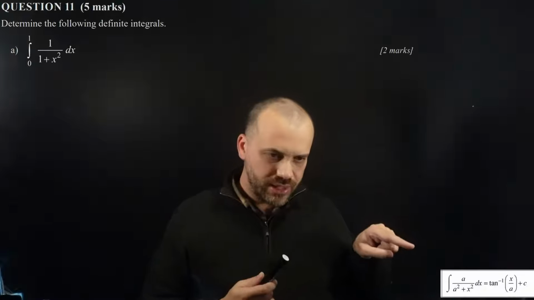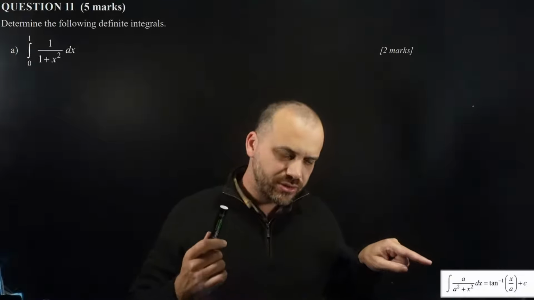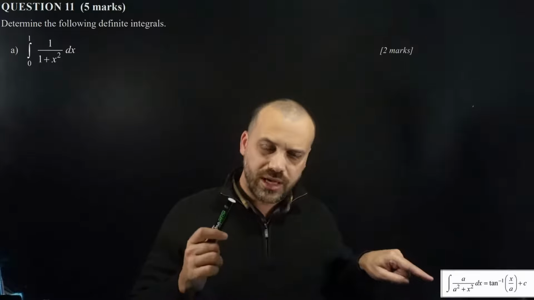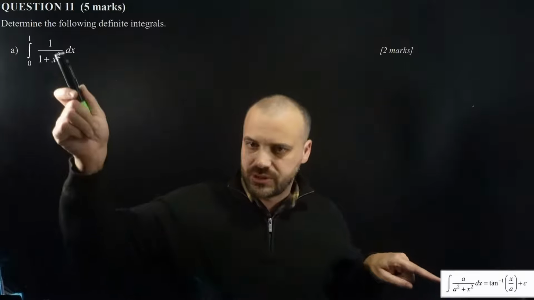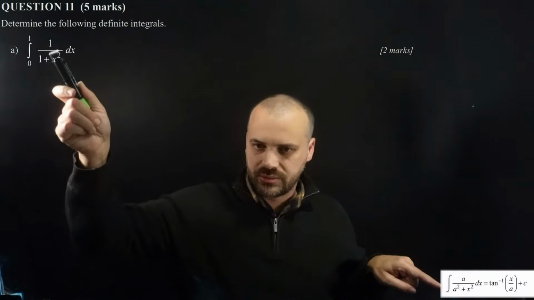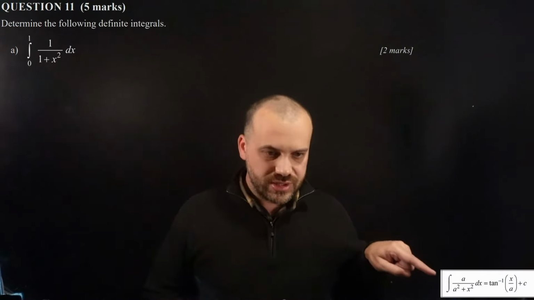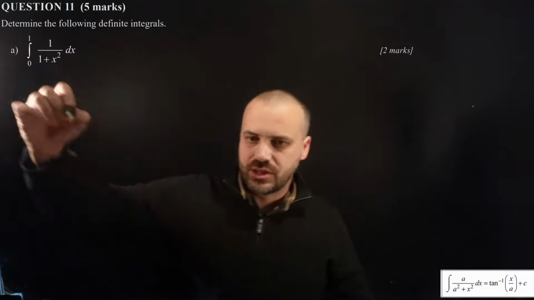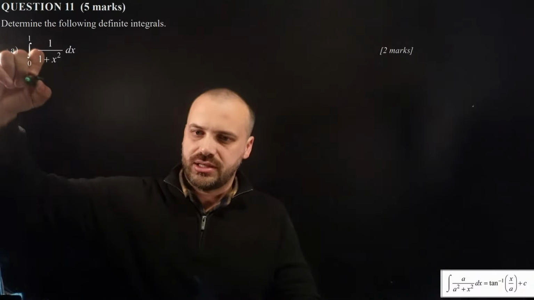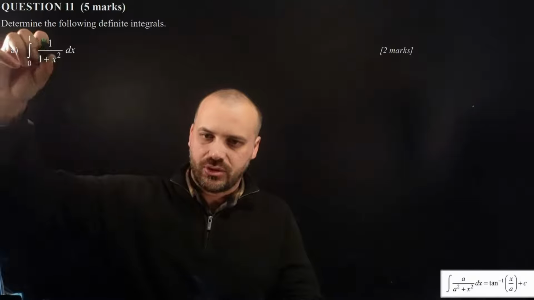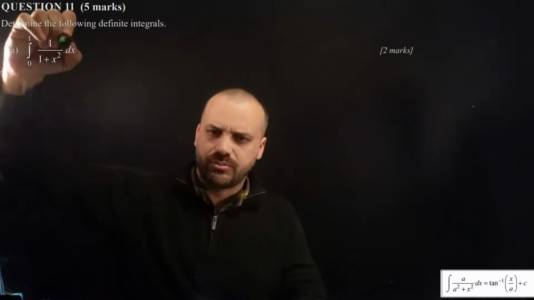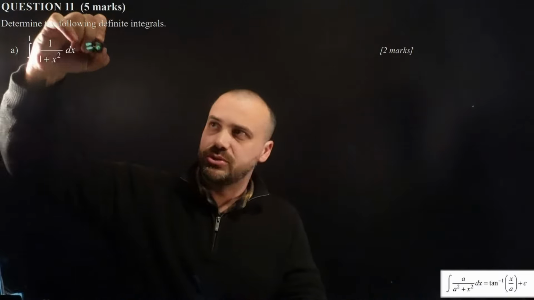Now, you might be looking at it saying, oh, there's an a on the top and there's an a squared on the bottom. That's fine because this is a, 1, and 1 squared is also 1. So that fits this formula perfectly. So let's write it all out. We're finding the integral between 1 and 0 of this. And I think that we can probably just do it straight away.